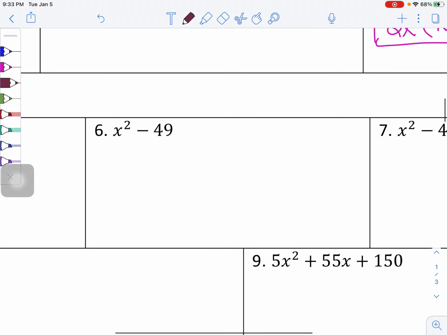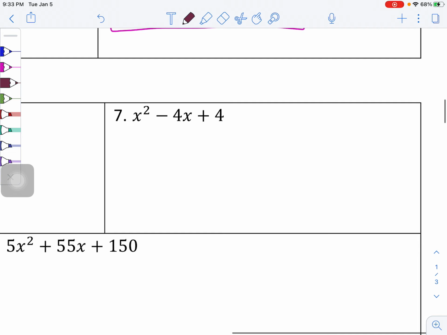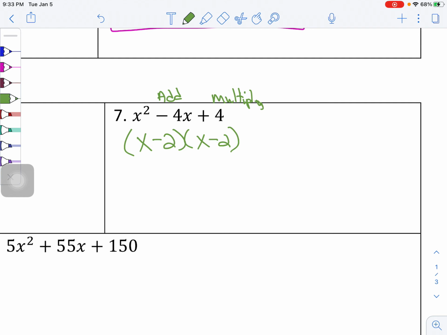Number 6 is the difference of perfect squares. You can use one of the examples up at the top as reference. Let's see, number 7. I'm looking to multiply to +4 and add up to -4. So I'm kind of thinking x minus 2 and x minus 2. So let's see, -2 times -2 is +4. -2 plus -2 is -4.